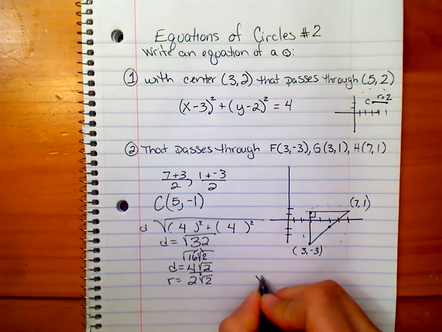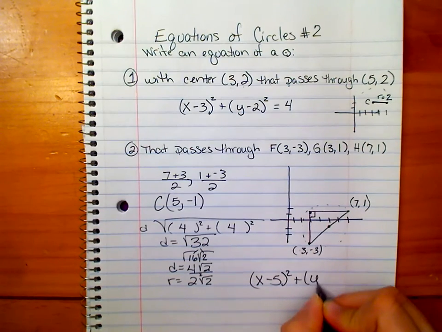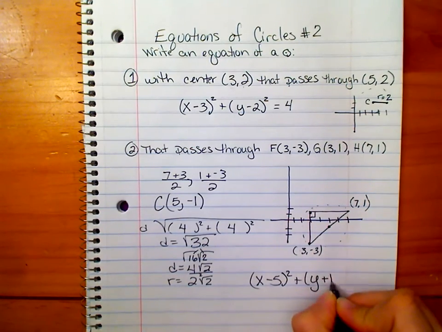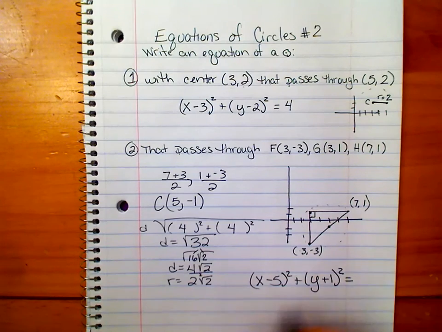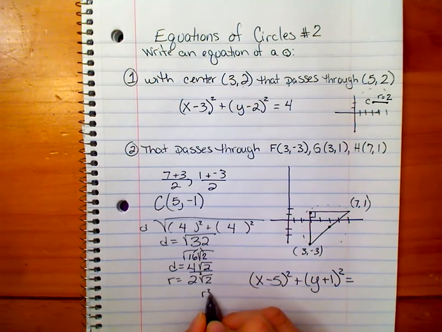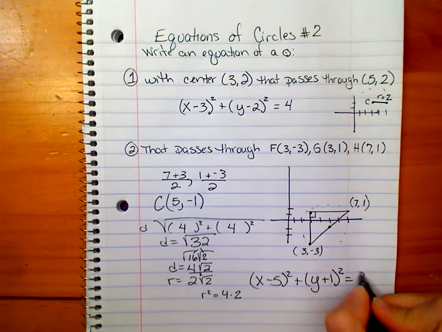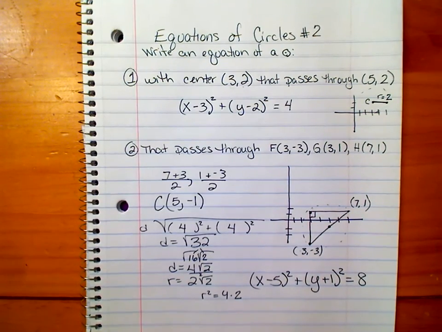So my equation then becomes (x minus 5) squared plus (y plus 1) squared equals this squared. Well, 2 squared is 4, and the square root of 2 squared is 2, so my radius squared is 8. And those are just some examples of how to write equations of circles, a little more advanced.